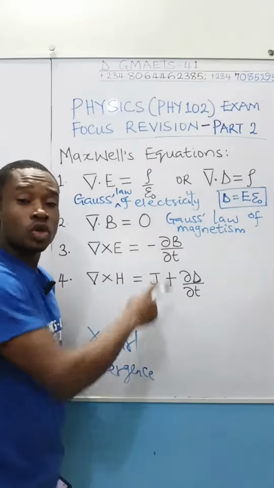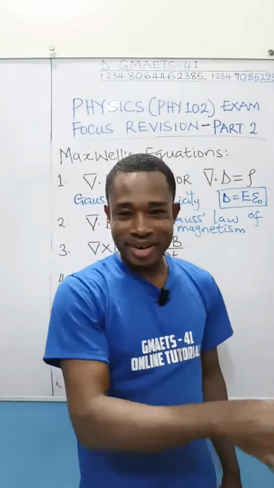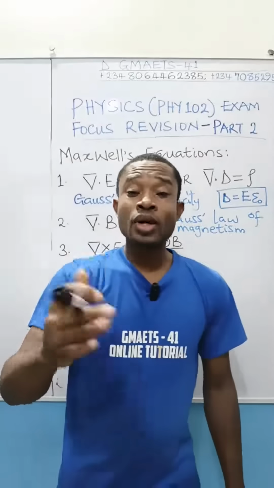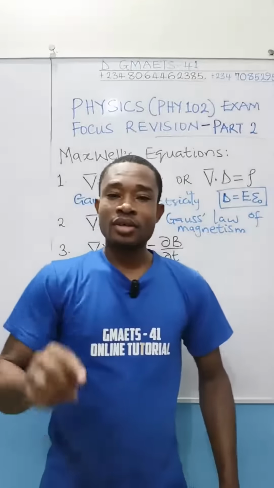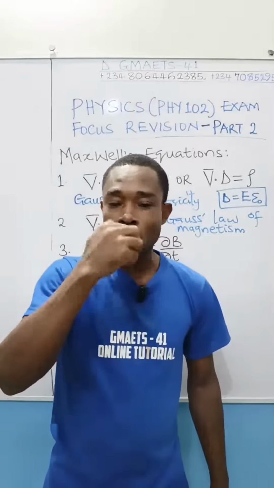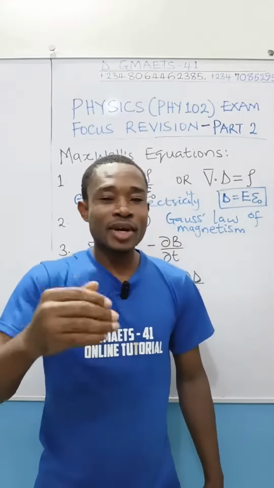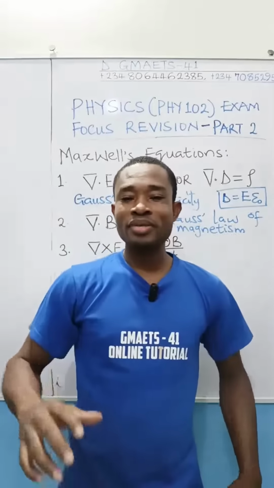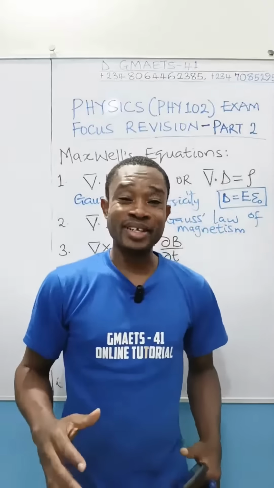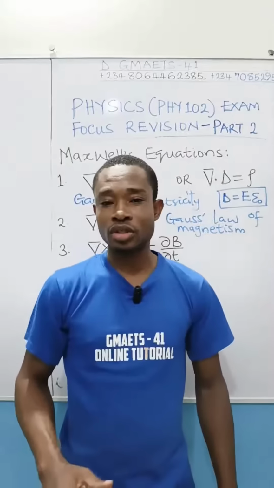Non-existence of magnetic monopole. What that simply means is this equation is telling us that a magnet can never have one pole. In a magnetic field, you don't talk about just one pole. There will always be two poles. So a magnet is dipole in nature.